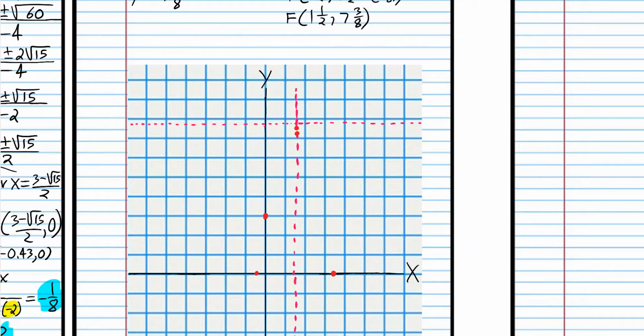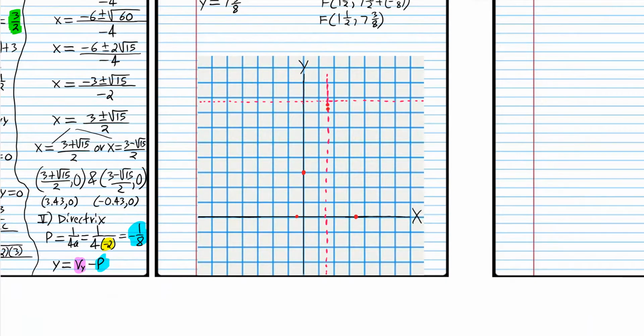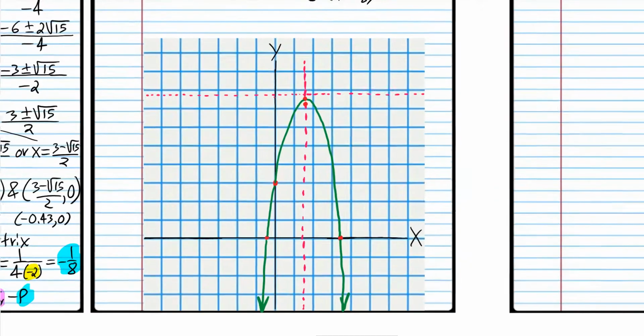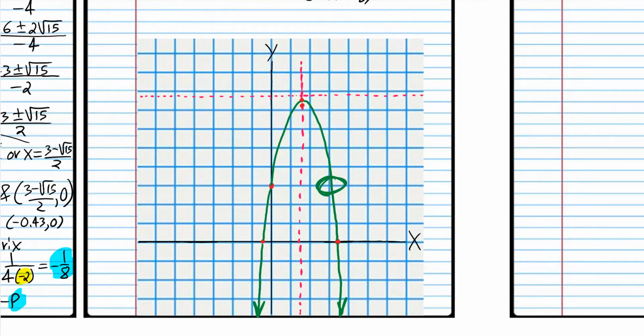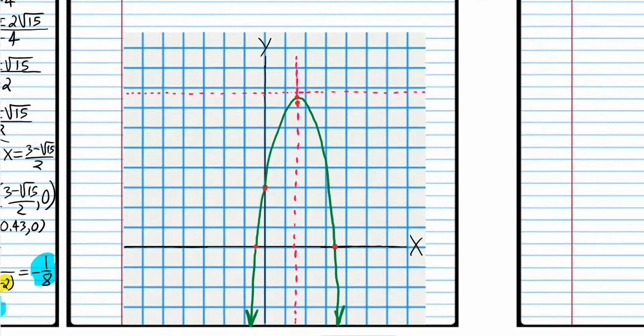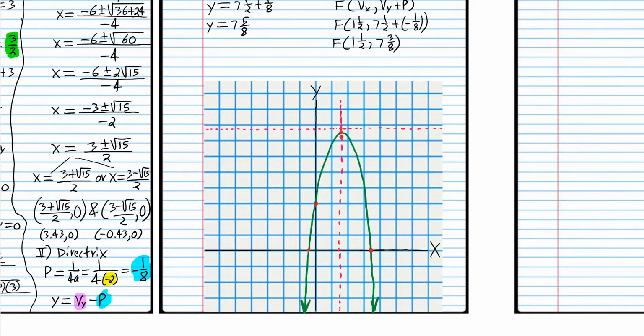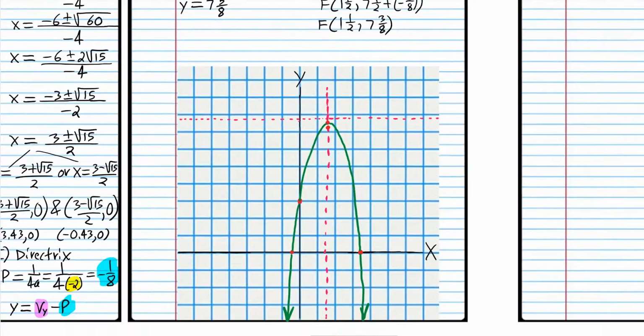Okay, so let's now graph the parabola. And again, it's not going to be perfect. I should have gone through that point, but it's not perfect because we're not plotting every single point.